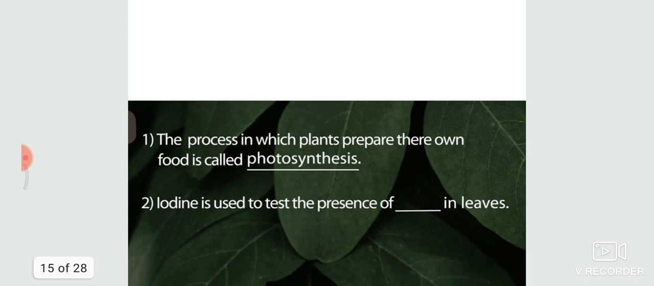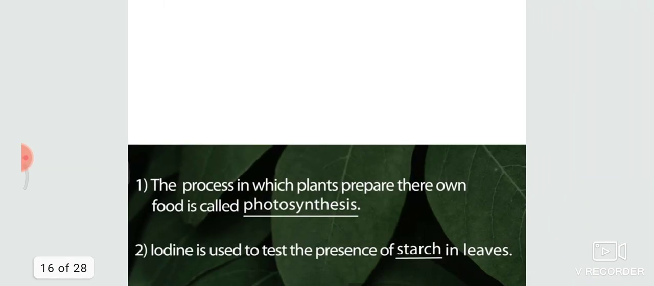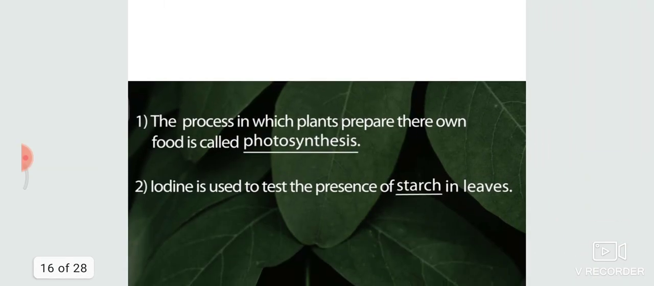Question number two. Iodine is used to test the presence of dash in leaves. We have done a test in which we use iodine. So, what is the test? Yes, absolutely right. Your answer is correct. The answer is starch. Iodine is used to test the presence of starch in leaves.